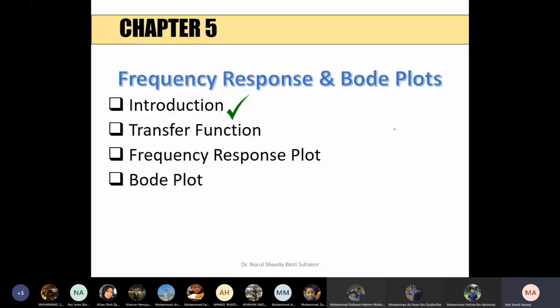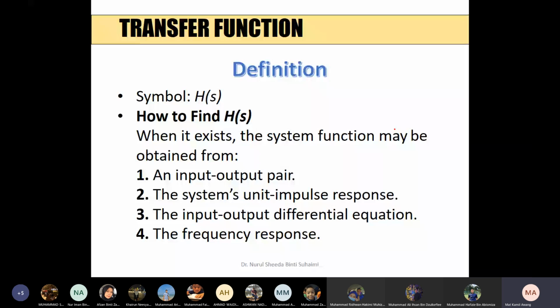Now we are going to go into the transfer function, into more detail on what the transfer function is. So the transfer function, normally we use the symbol H(s), or in a steady state, use H(omega), or H(j omega), where s is equal to j omega. Okay, so there's the symbol.